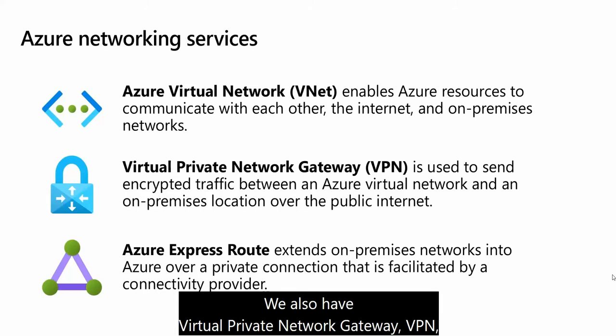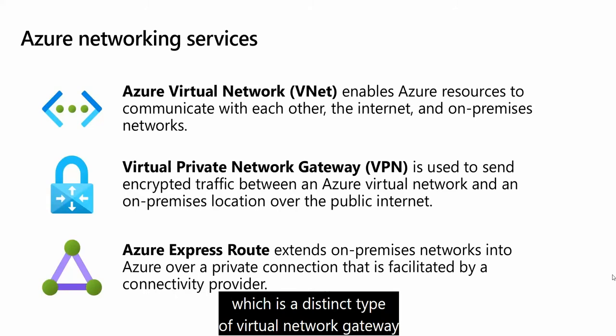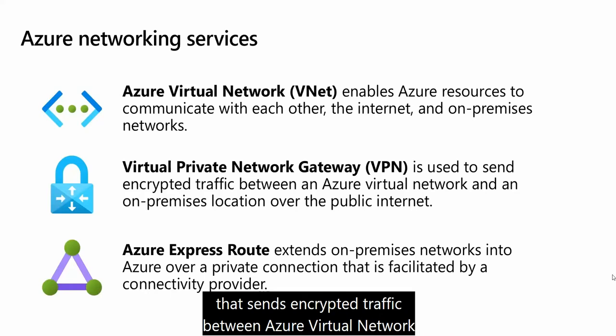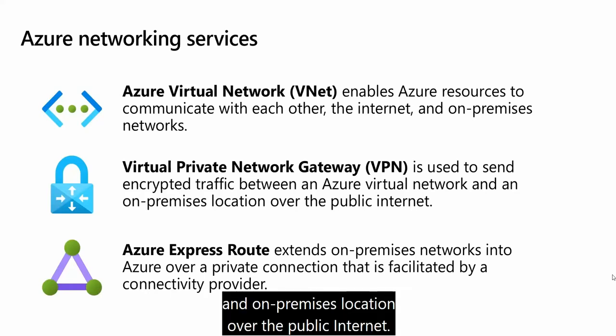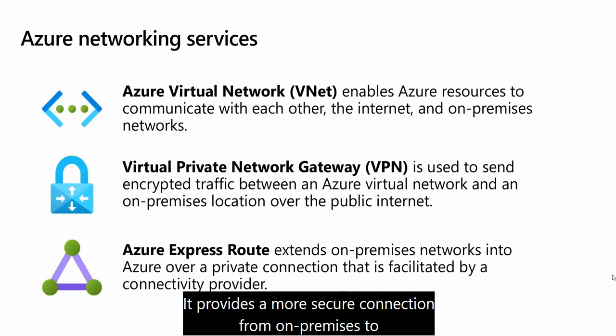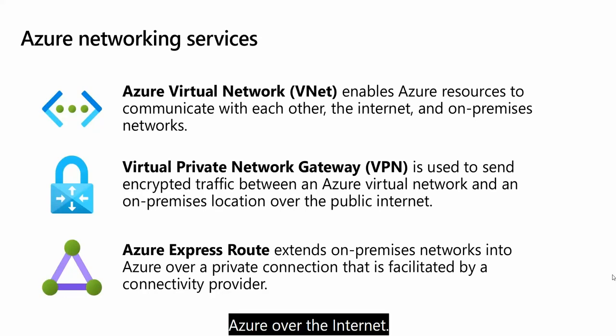We also have Virtual Private Network Gateway, VPN, which is a distinct type of virtual network gateway that sends encrypted traffic between an Azure virtual network and an on-premises location over the public internet. It provides a more secure connection from on-premises to Azure over the internet.